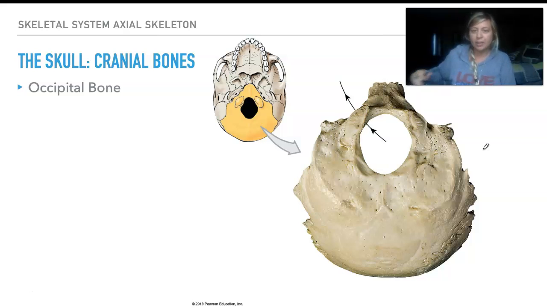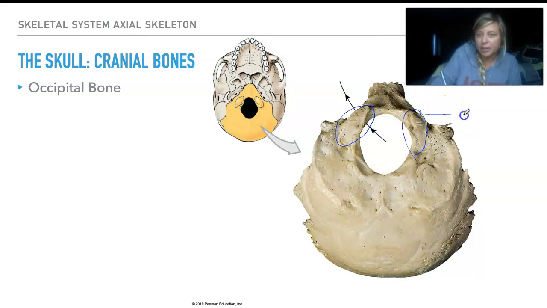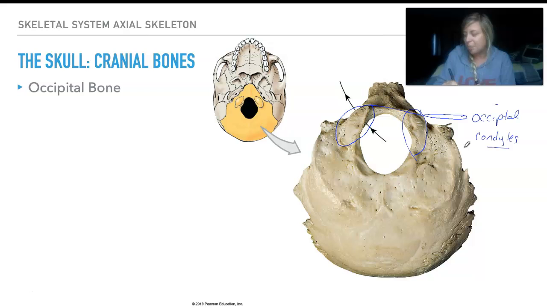Our next bone in the back of the head is the occipital bone. It forms a joint with our first vertebrae, with the C1. And you can see here on each side where that joint is made. So those areas there are called the occipital condyles. And those occipital condyles sit on top of the atlas, or the C1, to make the joint between the skull and the vertebrae. There's also a large hole here.